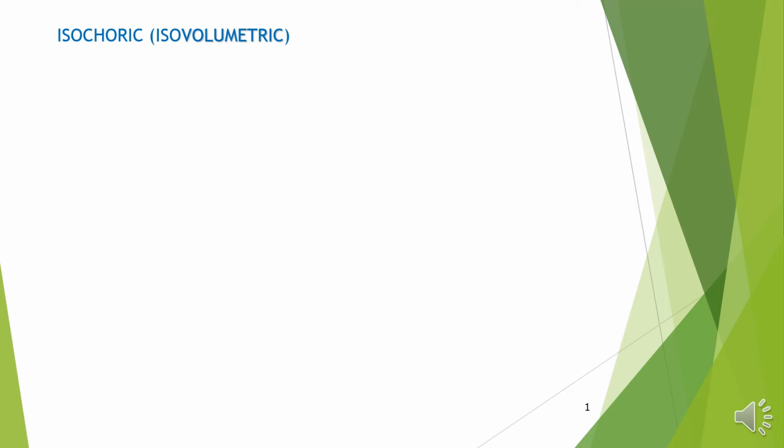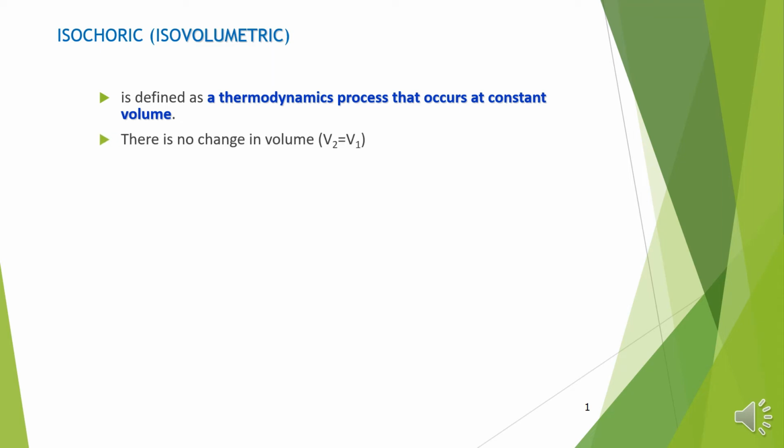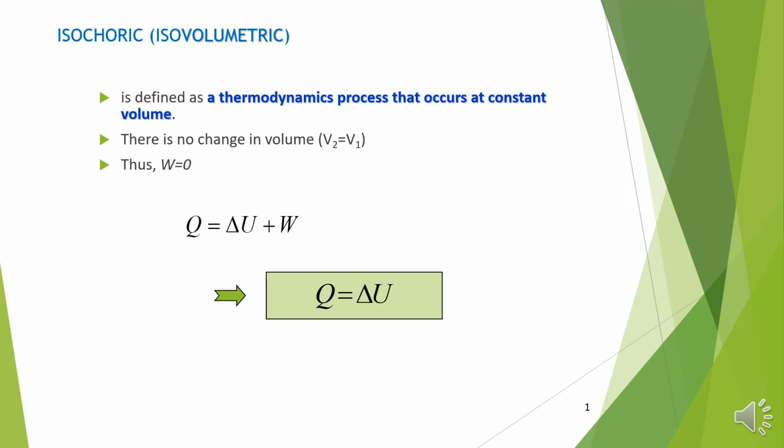The isochoric process, also known as the isovolumetric process, is defined as a thermodynamic process that occurs at constant volume. There is no change in volume from start until the end of the process, so the work is zero. Here, Q equals delta U plus W, and since the work is zero, Q is equal to delta U.